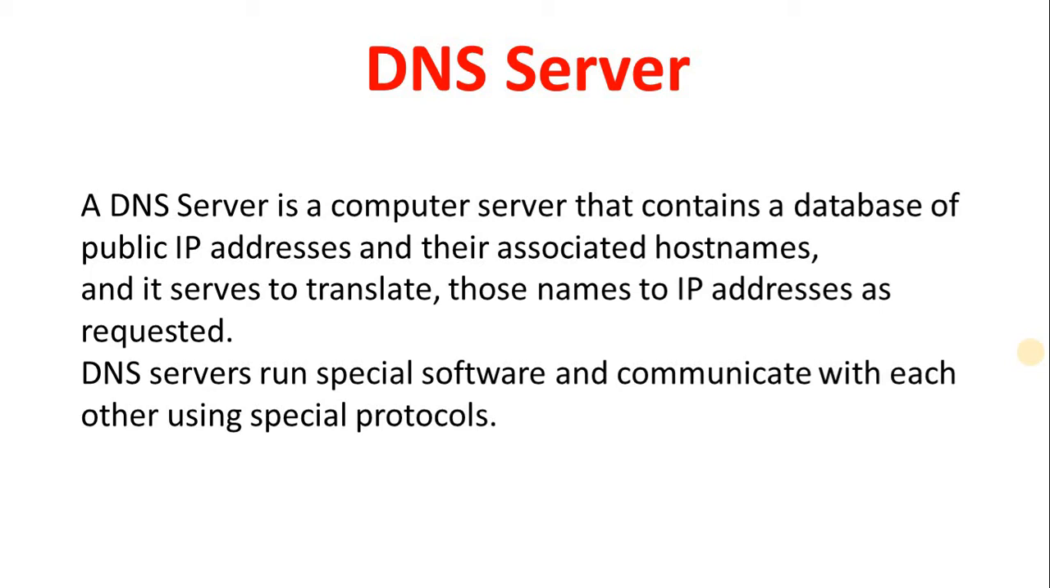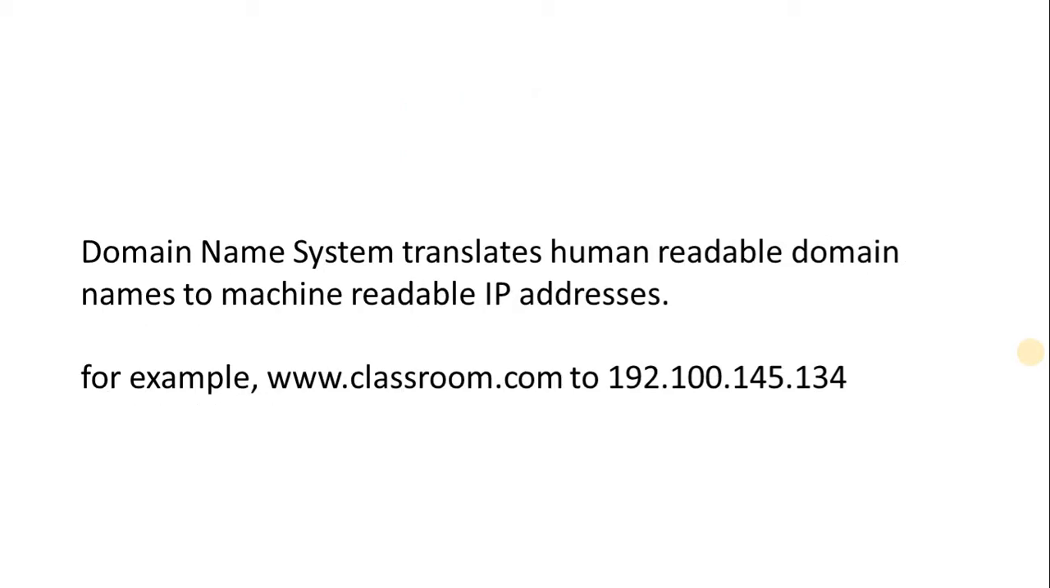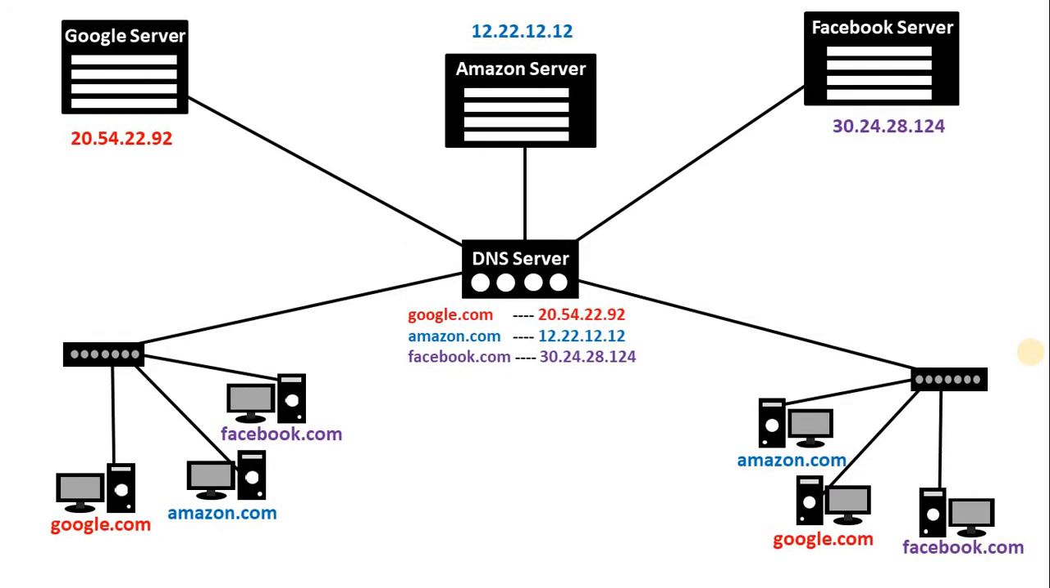DNS servers run special software and communicate with each other using a special protocol. What is DNS? The Domain Name System is an important part of the internet, providing a way to map names to numbers. Anything connected to the internet, laptops, tablets, mobile phones, websites, has a unique Internet Protocol address, that is, an IP address. The Domain Name System translates human-readable domain names to machine-readable IP addresses. For example, www.classroom.com to 192.100.145.134.